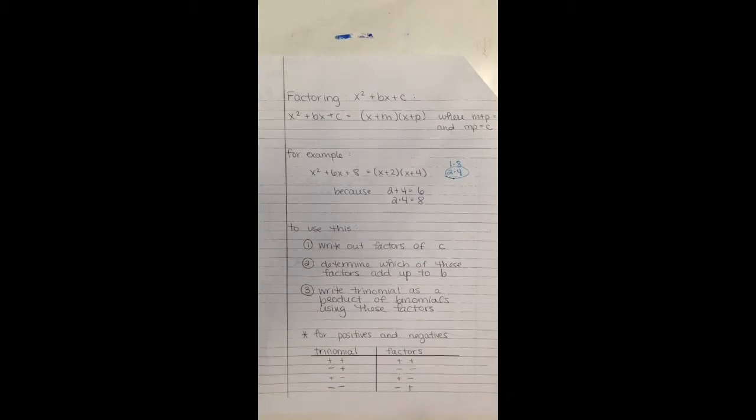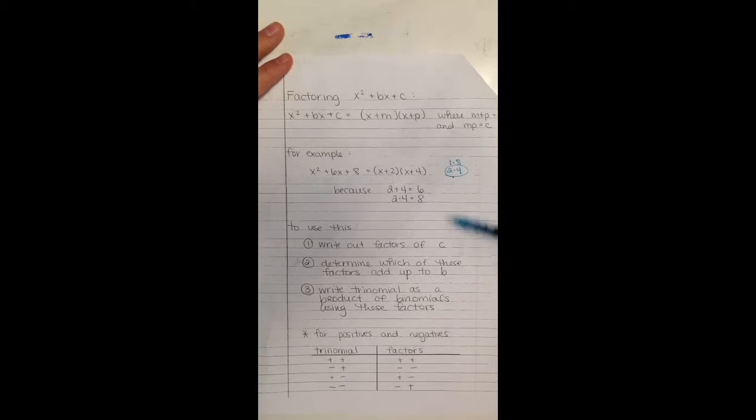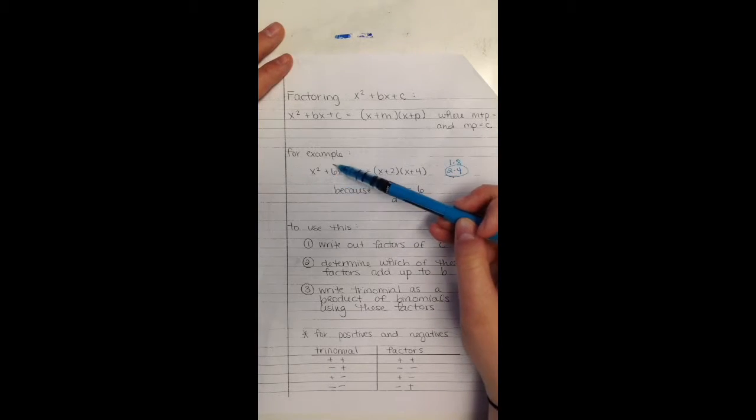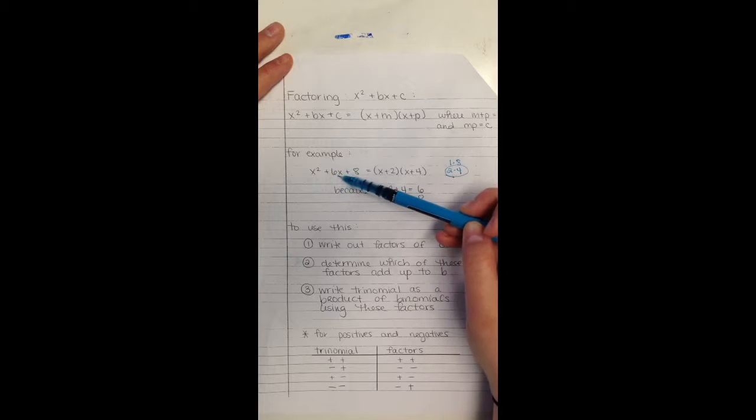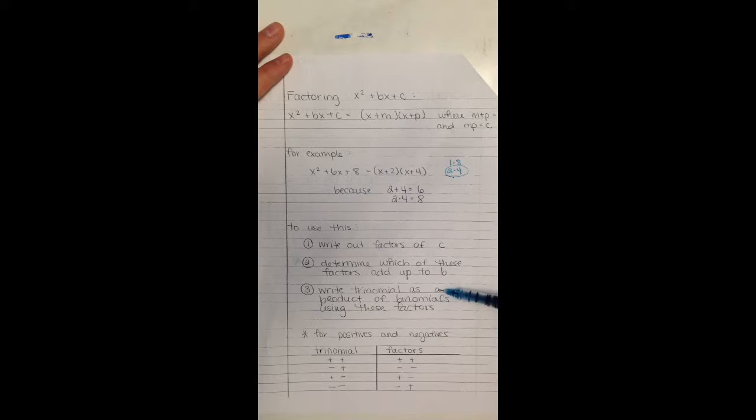So when you're trying to do this on your homework, you're going to use this method. You're going to write out the factors of c. So that last number, like 8, write out all of the factors, the things that multiply to make that number. The second step is you're going to decide which one of them can either add up to or subtract to make b. So you're trying to make the factors of this number add or subtract to make this number. And then you're going to rewrite them as a product of binomials using these factors.